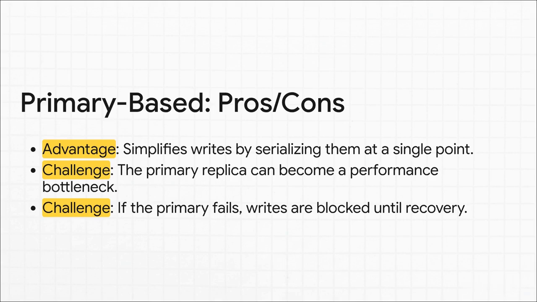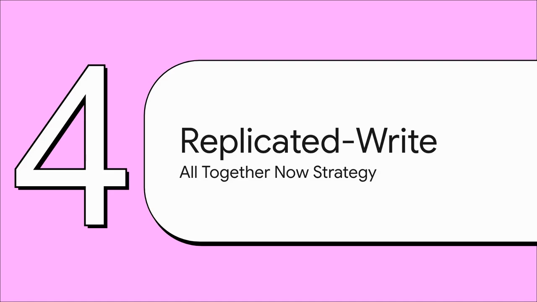But that single point is also its greatest weakness. The primary can become a performance bottleneck. And even worse, if it fails, all write operations might just grind to a halt until a new primary can be found. Okay, so if that single point of failure is a deal breaker, what's the alternative?